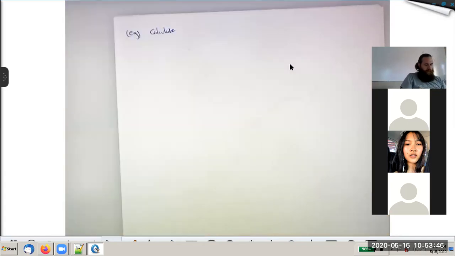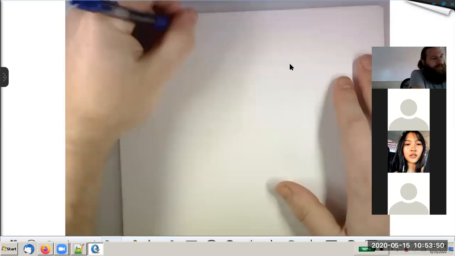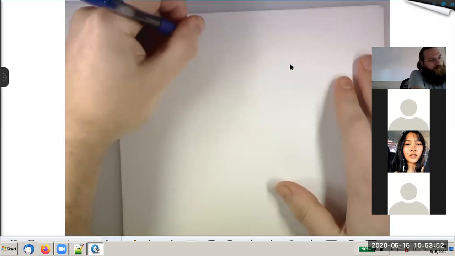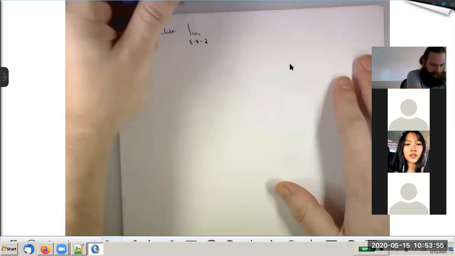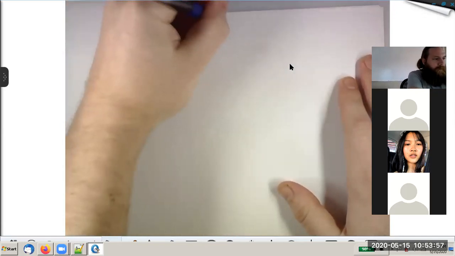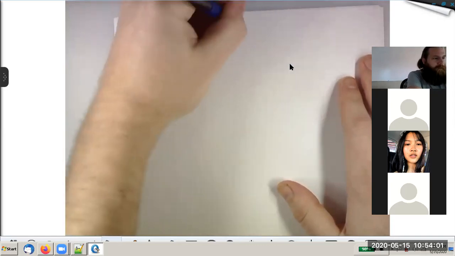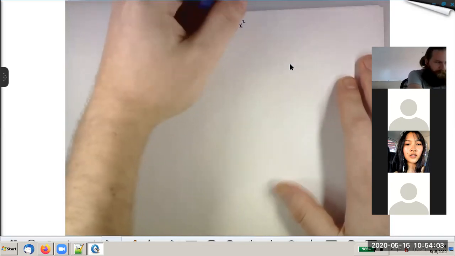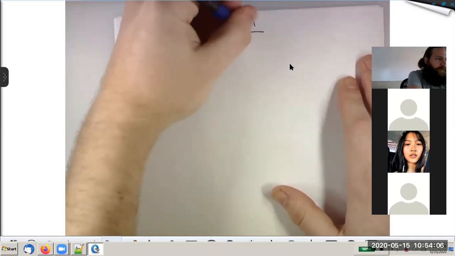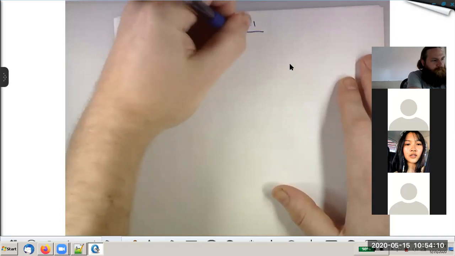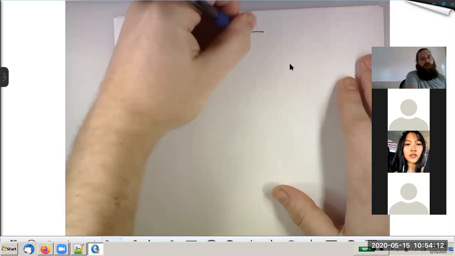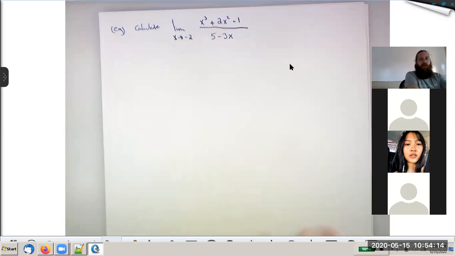So if I want to find the limit as x approaches -2 of x cubed plus 2x squared minus 1, all over 5 minus 3x, I can do this by breaking that thing up and just taking the limits of each piece individually.